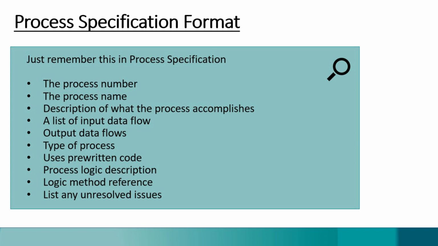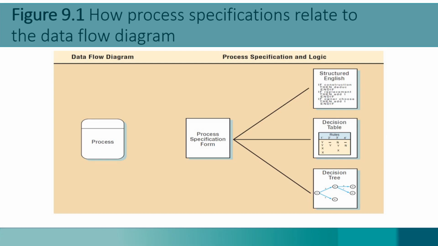The process number. The process name. Description of what the process accomplishes. A list of input data flows. Output data flows. Type of process. Uses pre-written code. Process logic description. Logic method reference. List any unresolved issues. Figure 9.1: How process specifications relate to the data flow diagram. Process specifications link the process to the DFD and the data dictionary.